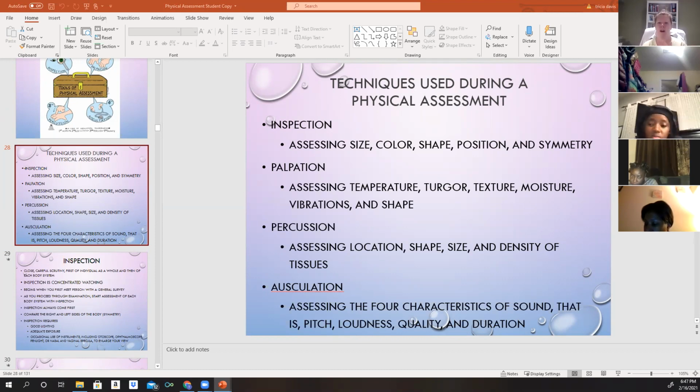What's their position? Are they sitting up nice and tall? Are they in a fetal position? Are they curled up? Are they guarding their abdomen? And then symmetry: you always want to compare one side to the other side.